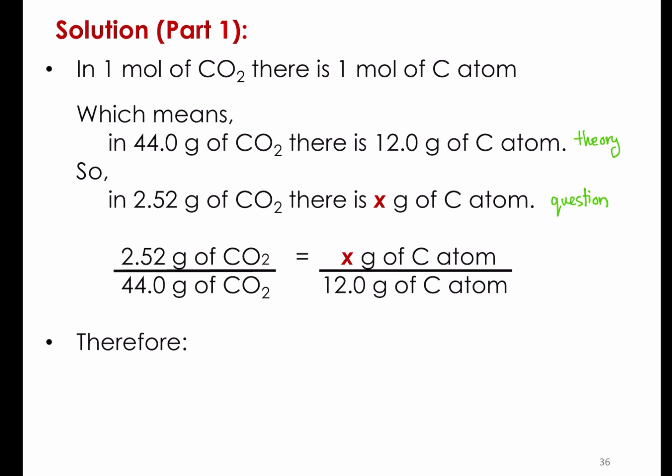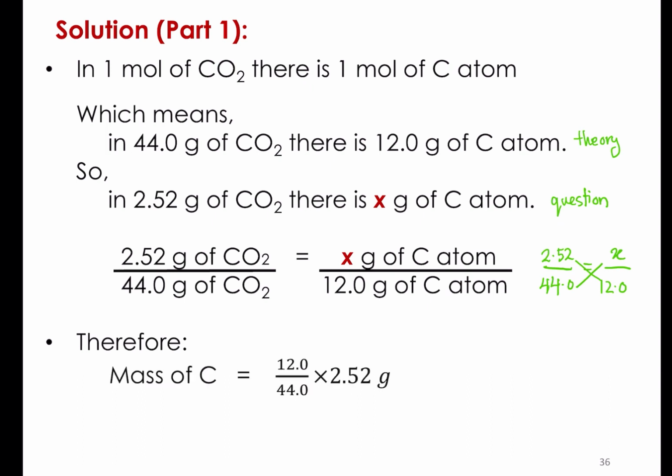Sebenarnya, ia sama macam konsep awak buat darab silang, di mana I have 2.52 over 44.0 equals to X over 12.0. So, bila awak darab silang, awak akan darab like that. And what you will have, mass of C atom, dalam case ini adalah X, is equal to 12 over 44 times 2.52. So, awak akan dapat mass of C atom adalah 0.6873 gram. So, please be careful.